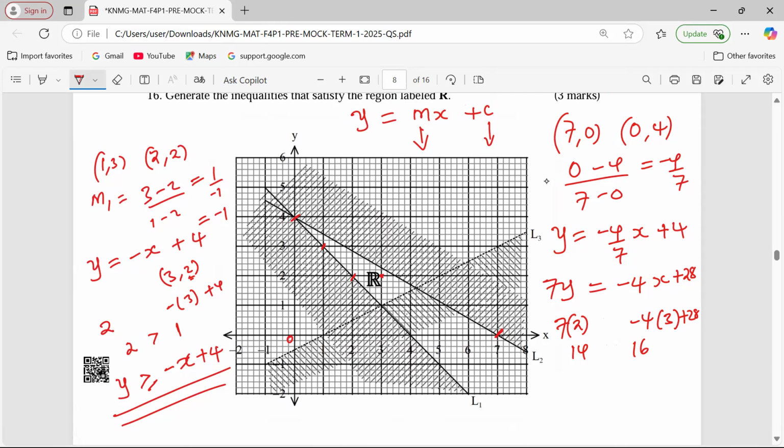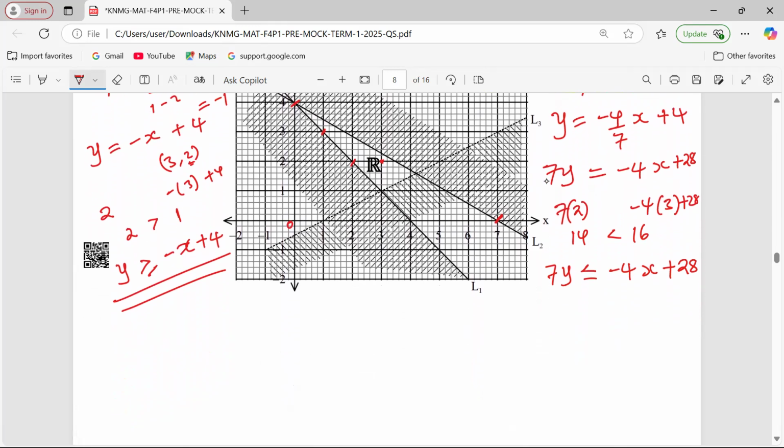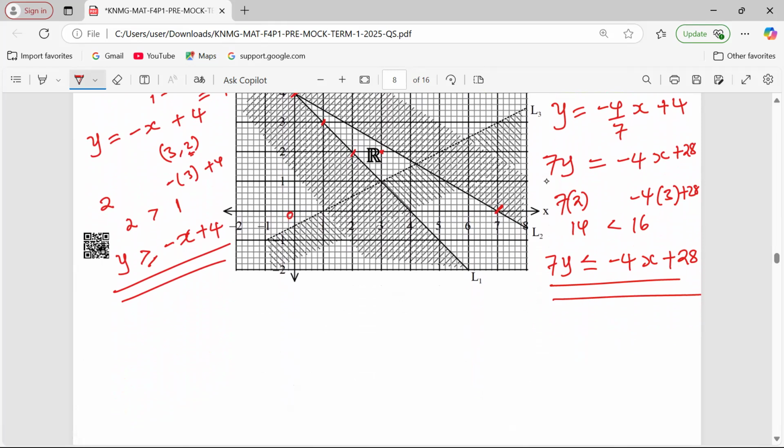So how are 14 and 16 related? 14 and 16 are related in such a way that 14 is less. And because the line is complete, the inequality shall be 7y less than or equal to, we include the equal to, negative 4x plus 28. So that is the second inequality.